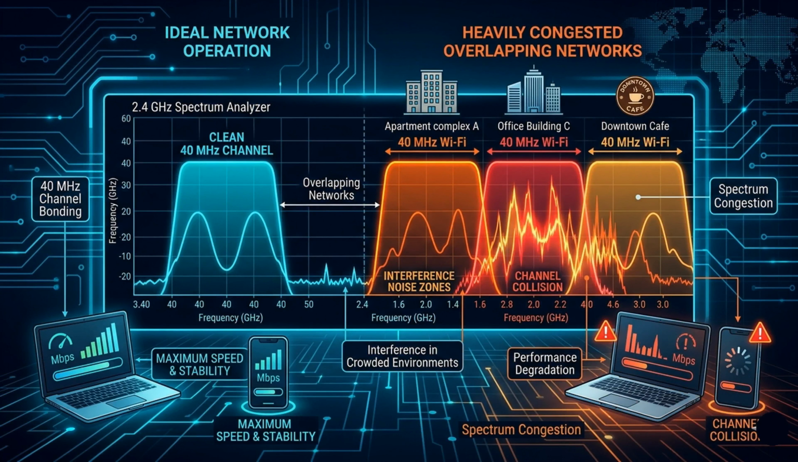Interference concerns. While channel bonding can improve performance in ideal conditions, it can also exacerbate interference issues, especially in crowded Wi-Fi environments. When neighboring networks use overlapping 40 MHz channels, they can interfere with each other, leading to degraded performance for all networks involved.